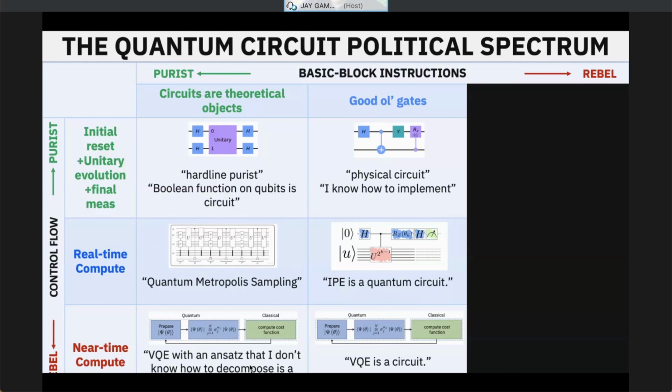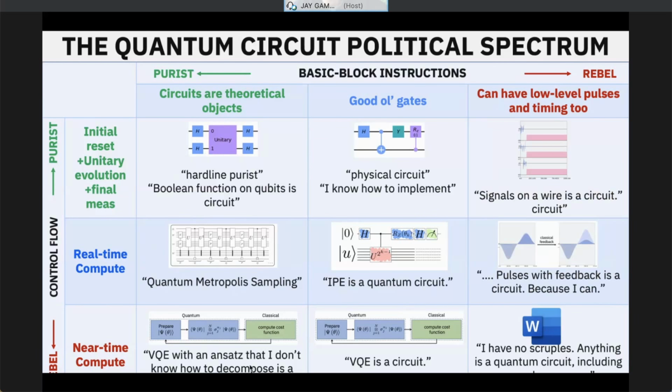And then to complete this, you can even go lower and view that signals on wires are a circuit, or you could say pulses with feedback could be a circuit, or you could take the complete rebel in both the control flow and the basic blocks and say, I have no scruples, anything that I can run on a quantum computer is a circuit, including a word processor.